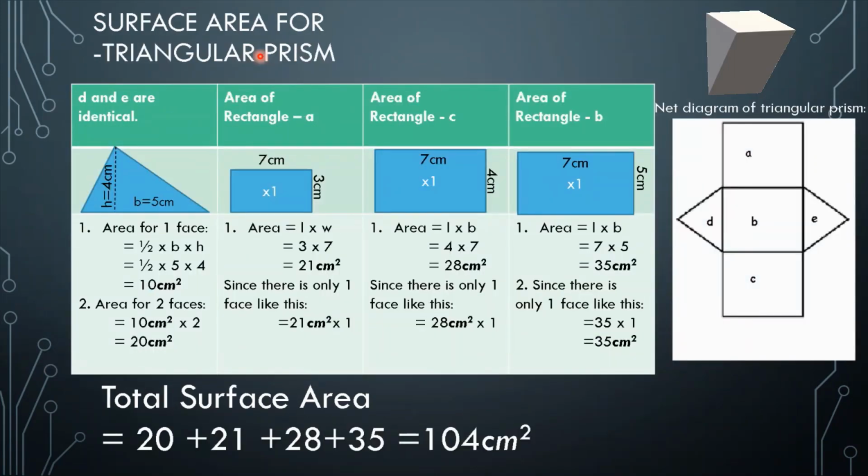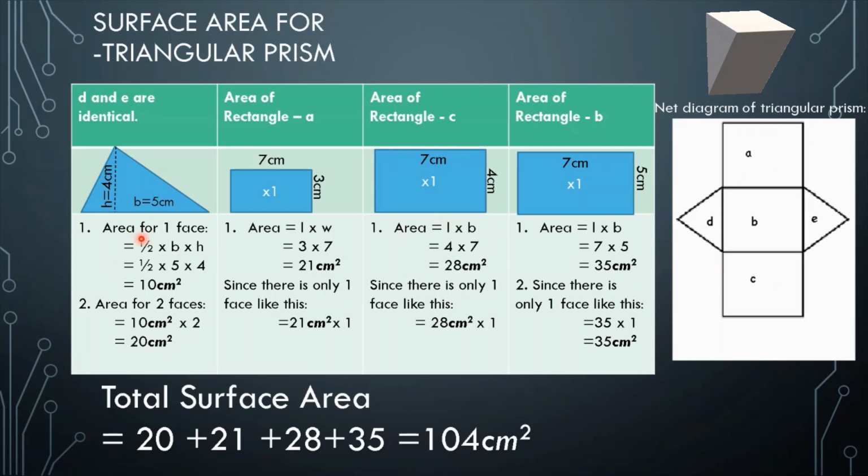Surface area for a triangular prism. So here is a net diagram of a triangular prism. The triangles on the left-hand side are the triangles D and E. They both have the same measures, so they are identical. This rectangle is A, this rectangle is C, and this rectangle is B.